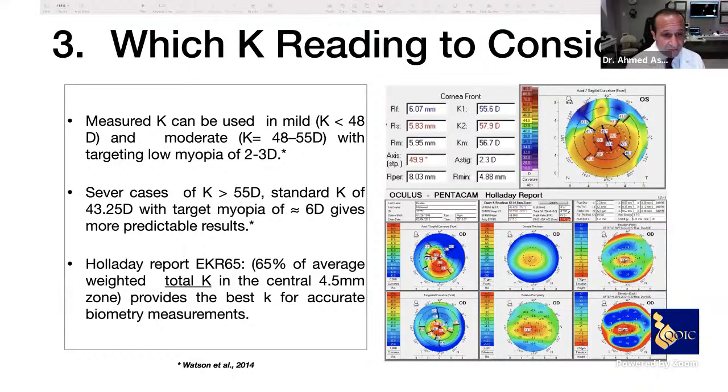Of course, if we have the option of the Holladay report, the equivalent K reading 65, which uses 65% of the average weighted total K in the center at 4.5 millimeters, it provides the best or more accurate results compared to the other formulas.